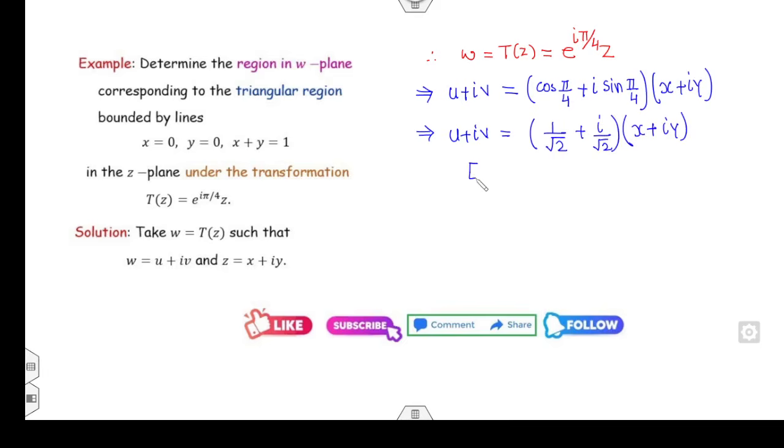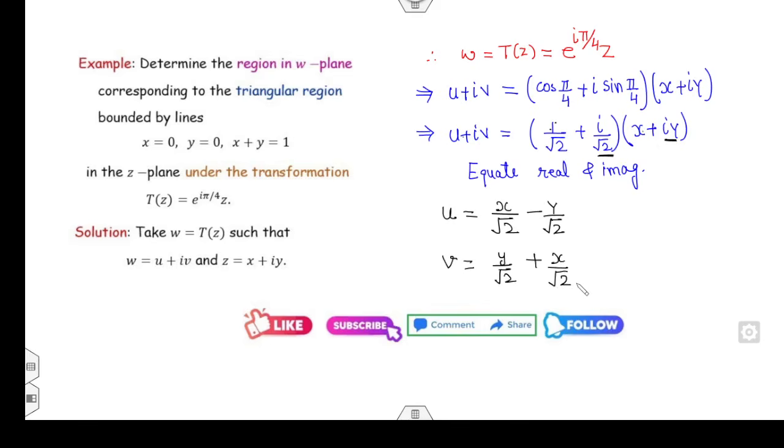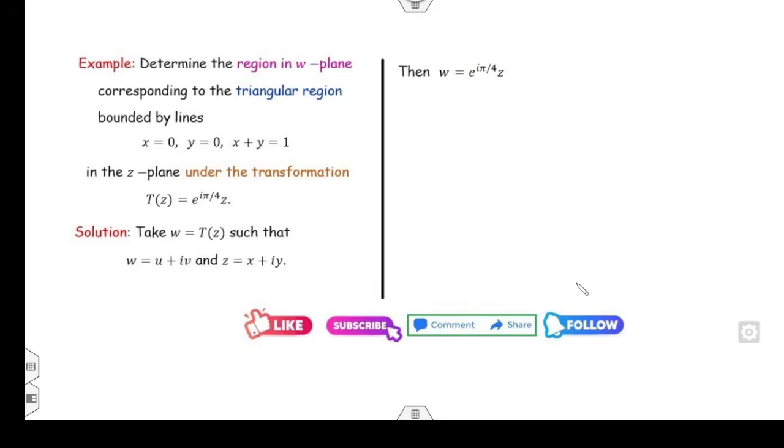Now you can equate the real component and the imaginary component. Equate the real and the imaginary parts. So can you find the value of u? U is the real part, so x over root 2, and multiplying iota and iota gives minus y over root 2. Can you find the imaginary component? The imaginary component will be y over root 2 plus x over root 2. So therefore, you get u and v as these numbers.